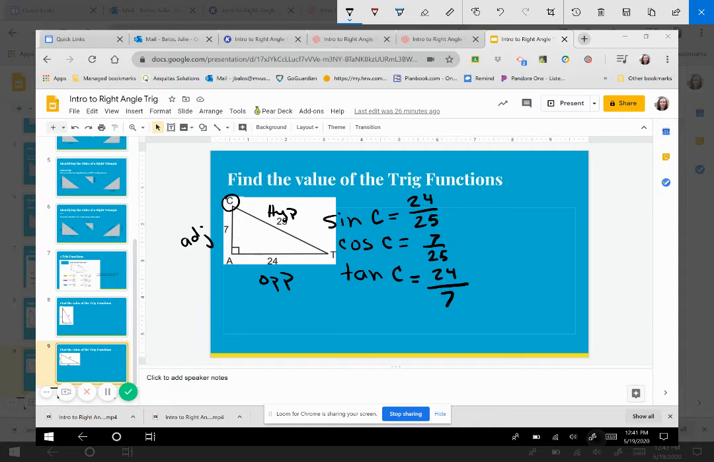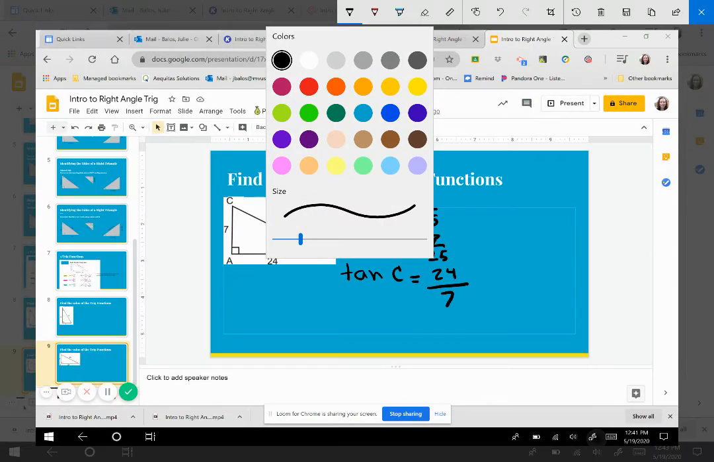Okay, but we could do this differently. We could instead find sine, cosine, and tangent of t. Let's see, I'm going to find my eraser. I'm going to erase that. The hypotenuse is always the hypotenuse. It doesn't change. However, the adjacent and opposite change based on which angle you're looking at.